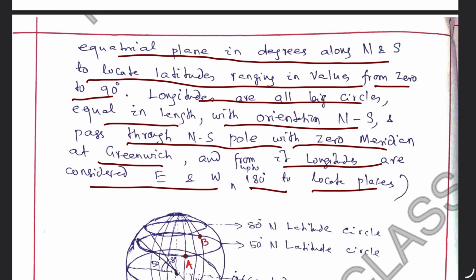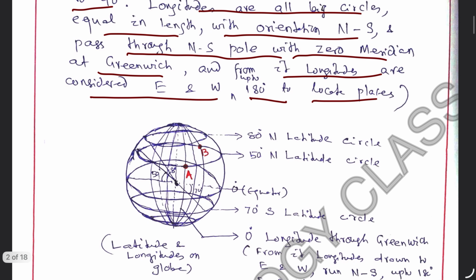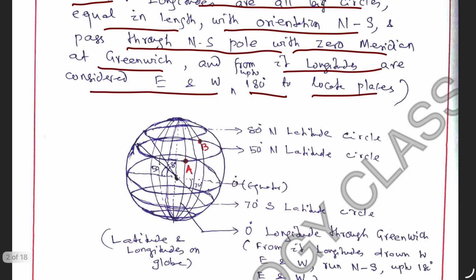So, the poles that we plot in the spherical projection show an angular relationship similar to the latitudes and longitudes of the Earth, which we take into account in order to locate places on the Earth's surface. So, this has been shown here. This is the globe, this is the equatorial plane, this is the center.